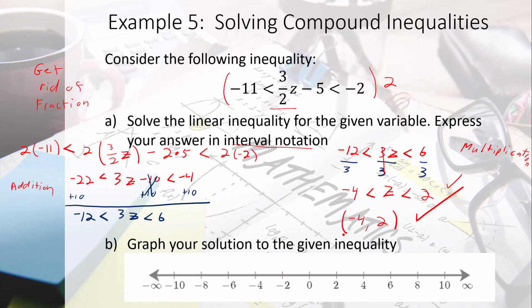Okay, how do we graph it? Notice we're going to start at negative 4. We're going to go all the way to 2. Negative 4, all the way to 2. Since I have a parenthesis at negative 4 in my interval notation, I'm going to have a parenthesis at negative 4 here as well. Since I have a parenthesis at 2 here, I'm going to have a parenthesis at 2 there. And that is the answer to this particular problem.